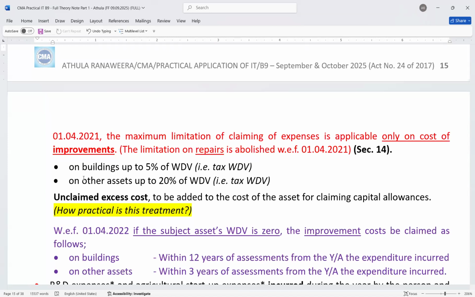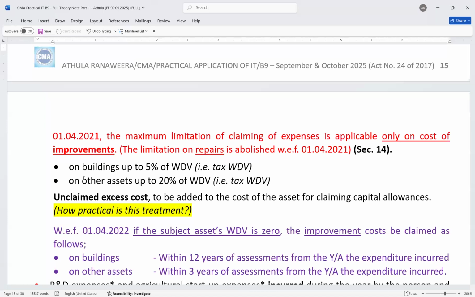On buildings, that means if this improvement is for a building, say we had a building for years and now the outer appearance is not up to the level. Therefore, we thought of improving the outer appearance. For that, we covered the front walls with aluminum cladding sheets to give a new look. Now it's an improvement. All the bathrooms were not in good condition. Therefore, we removed all bathroom fittings and fixed new bathroom fittings. Then those are improvements.